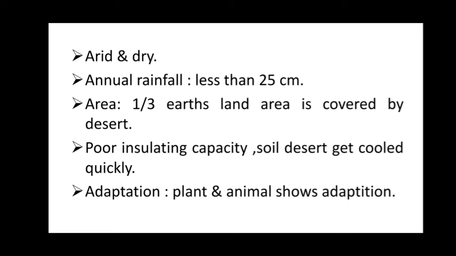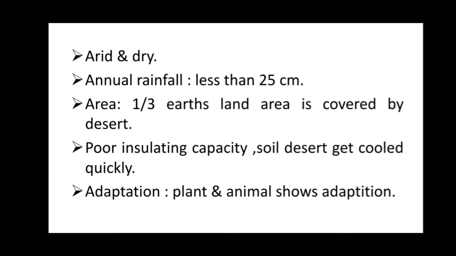Again, the soil has poor insulating capacity. That's why the desert gets cold quickly. Again, the adaptations: plants and animals show adaptations. The plants conserve water. The size of the plant is reduced. Scaly leaves are shown by the plants, which prevent water loss.